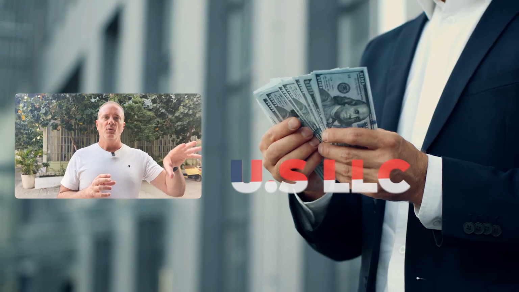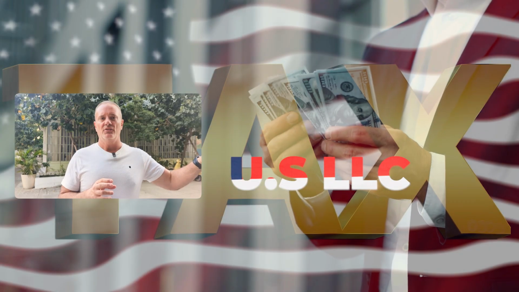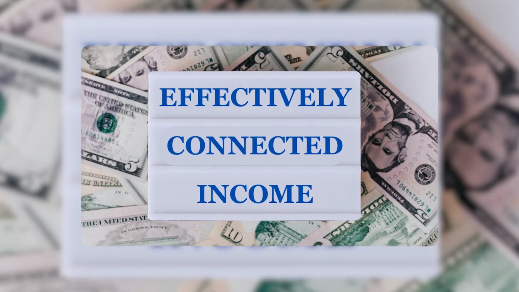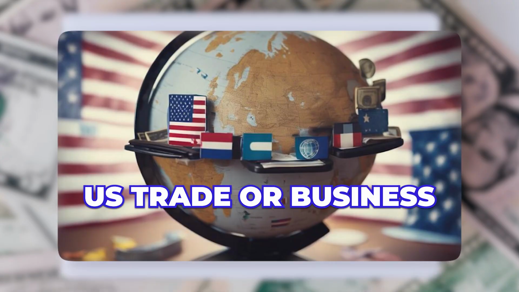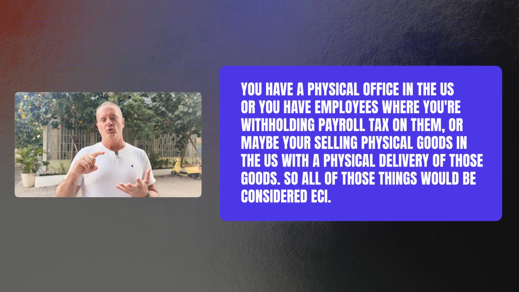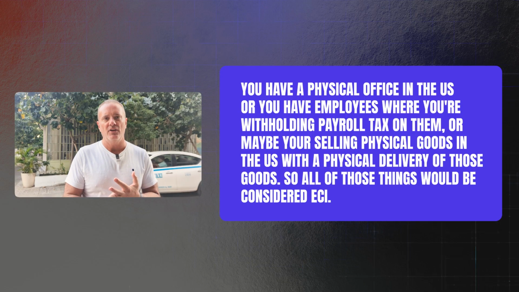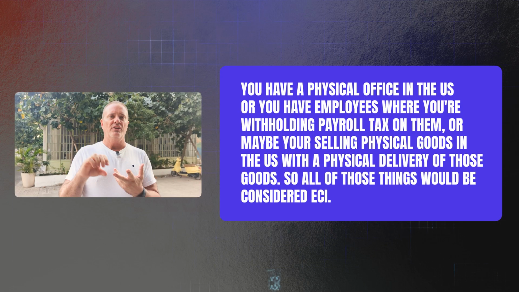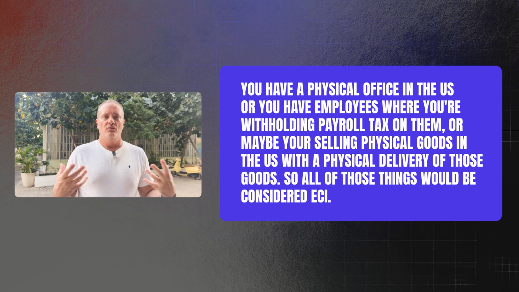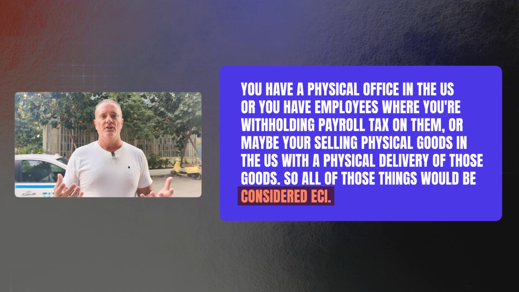So there are a lot of nuances to that. In most cases, running your income through a US LLC does not create a US tax obligation for you unless you have what's called ECI, or effectively connected income to a US trade or business. And what that means is you have a physical office in the US, or you have employees where you're withholding payroll tax on them, or maybe you're selling physical goods in the US with a physical delivery of those goods. So all of those things would be considered ECI.